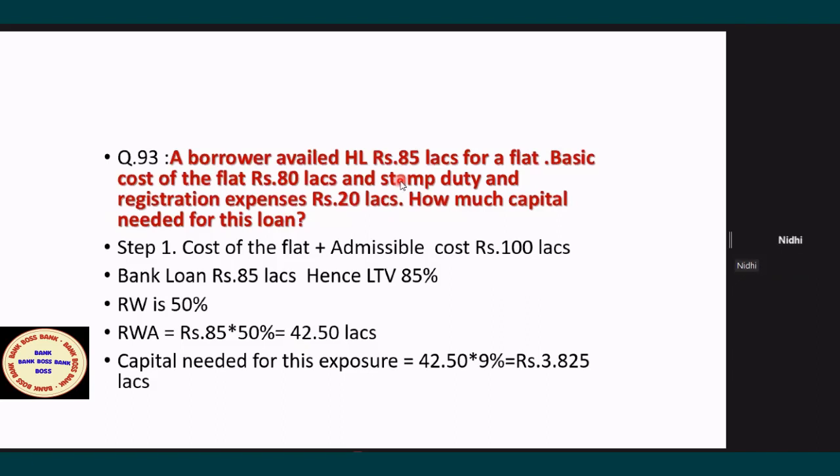LTV is nothing but how much loan you are giving versus the cost of the house. The cost of the house, including registration and all, is 100 lakhs. The bank has given 85 lakhs, so LTV in this example is 85%. In other words, the margin is only 15%. The bank has got only a 15% margin. The bank has disbursed 85%, so risk is more.